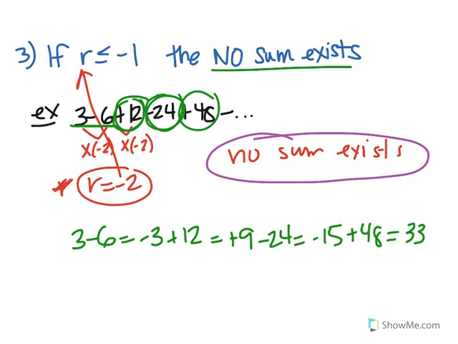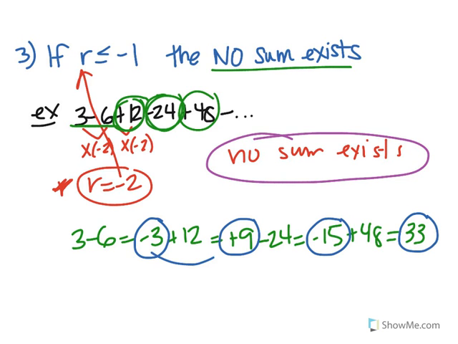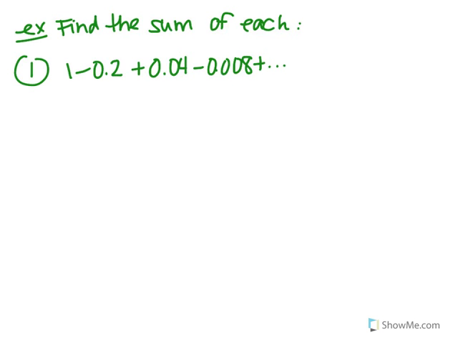Let me backtrack and show you what happened. The first sum was negative 3. Then when I added the next term, I got positive 9. Added the next term, it went negative again. Added the next term, it went positive. What's happening is these sums are going from negative to positive, so it's never approaching a single value, so the sum does not exist.